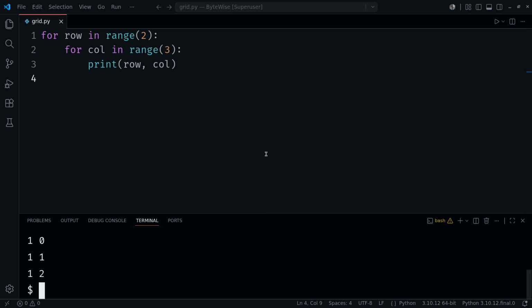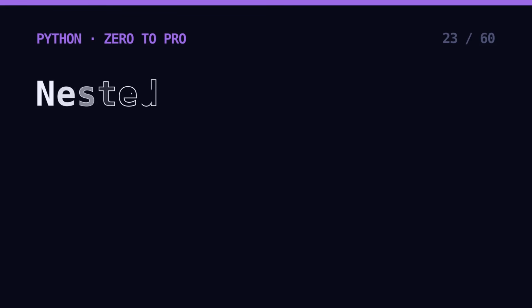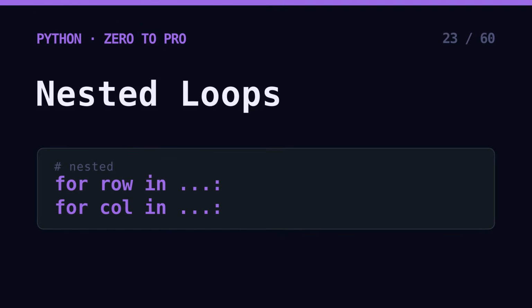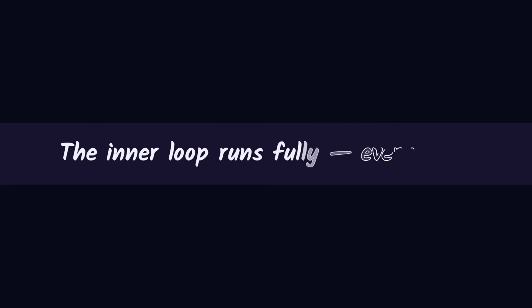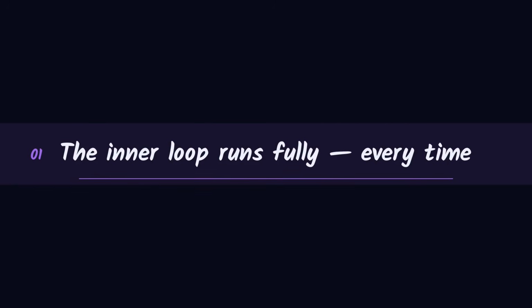The outer loop ran twice, and for every single one of those, the inner loop ran a full 3 times. 2 times 3 is 6. That multiplying is the whole idea of nesting. A loop inside a loop. The key to grids, tables, and every combination. This is the one idea that makes nested loops click.